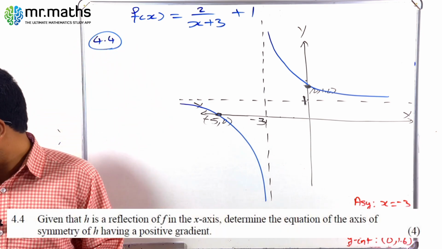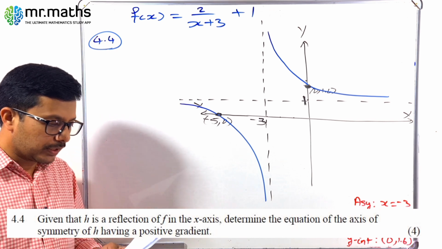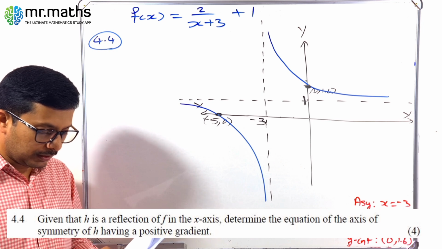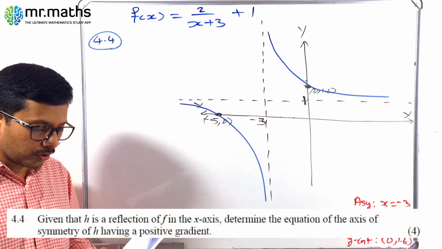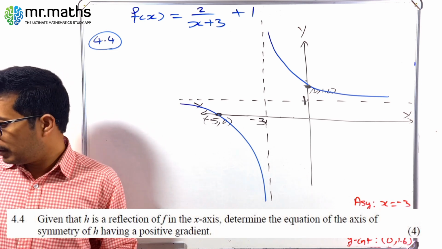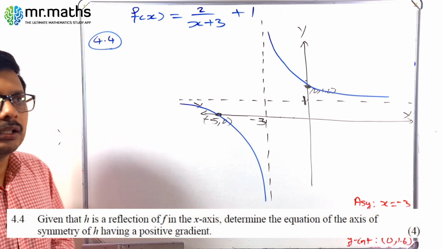What is question number 4.4, guys? Given that h is a reflection of f in the x-axis, determine the equation of the axis of symmetry of h having positive gradient. Wow, what is the meaning of that question?